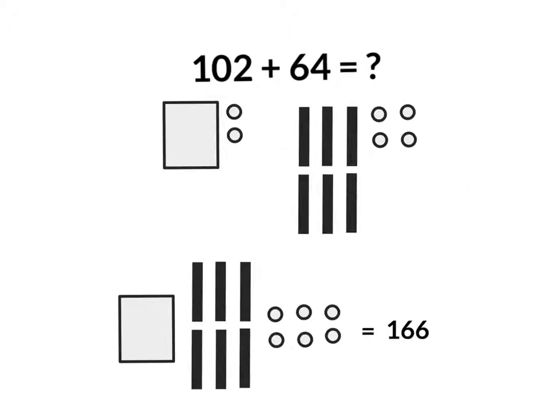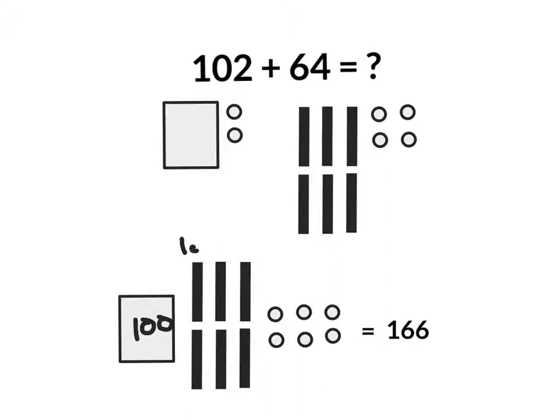So how do we actually solve this? You have your picture right here, the square, 2 dots, 6 bars, and 4 dots. You're going to want to smush them all together. So you end up with 1 square, which is 100, 6 bars, which signifies the tens, and 6 dots, which signifies the ones.